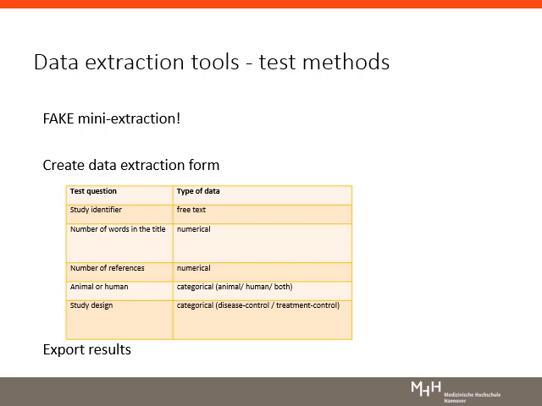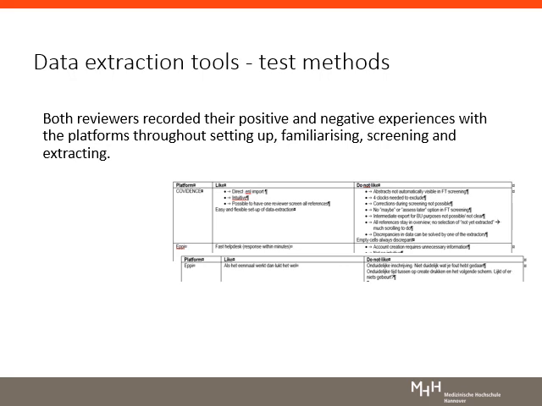And we had categorical data where we had checkboxes for distinguishing animal-human studies and studies including both animals and humans, and for the study design, which could either be disease control or treatment control. And after this extraction was completed, we also tested how we could export the results. This fake extraction was done by 2 independent reviewers, so we could also test the discrepancy resolution afterwards. And both reviewers recorded all their positive and negative experiences with the 4 platforms that we tested throughout the whole process.